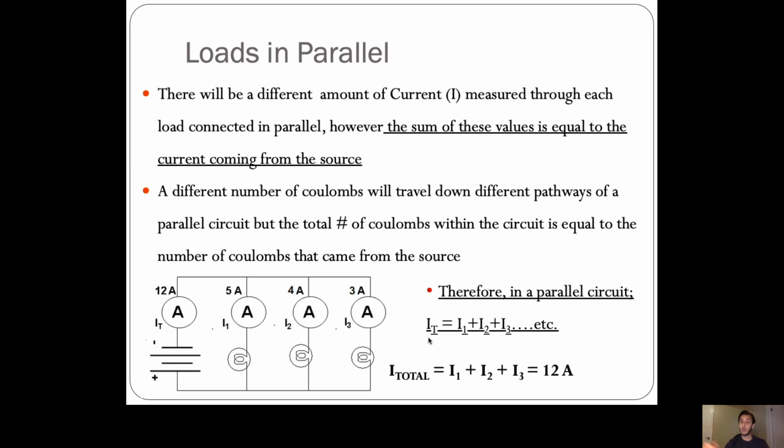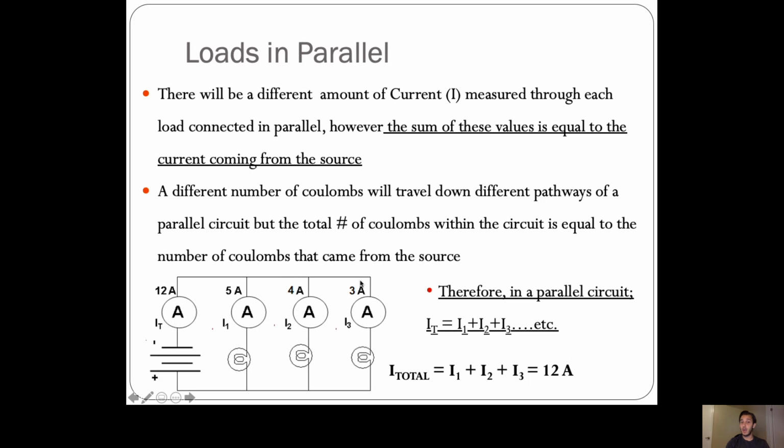What does dot, dot, dot, etc. mean? Well, it means if we had 3 pathways or 4 pathways or 5 pathways, so on and so forth, you'd have more current that you have to add up, but it must always add up to the current that leaves the source.